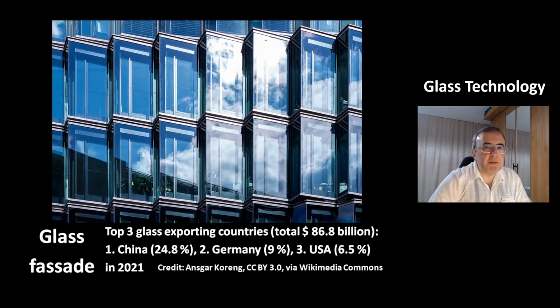This is a typical picture of a glass facade. Glass is a very important construction material. In 2021, glass worth of $86.8 billion was exported. The number one exporter is China with about a quarter. Number two is Germany, and number three is USA.